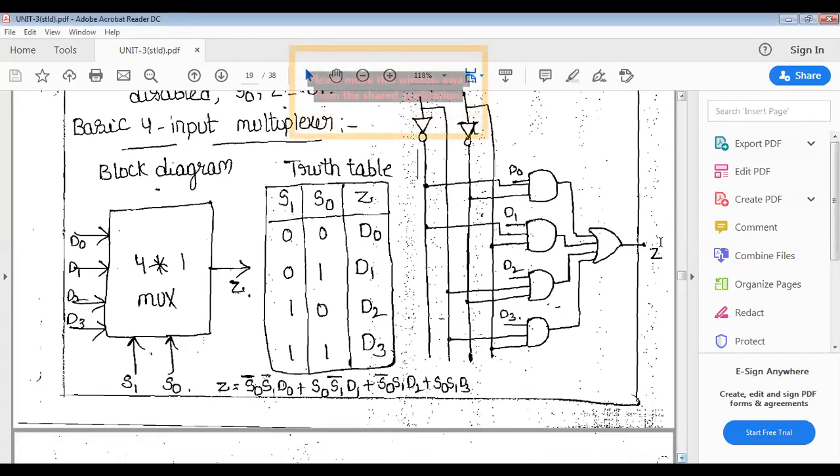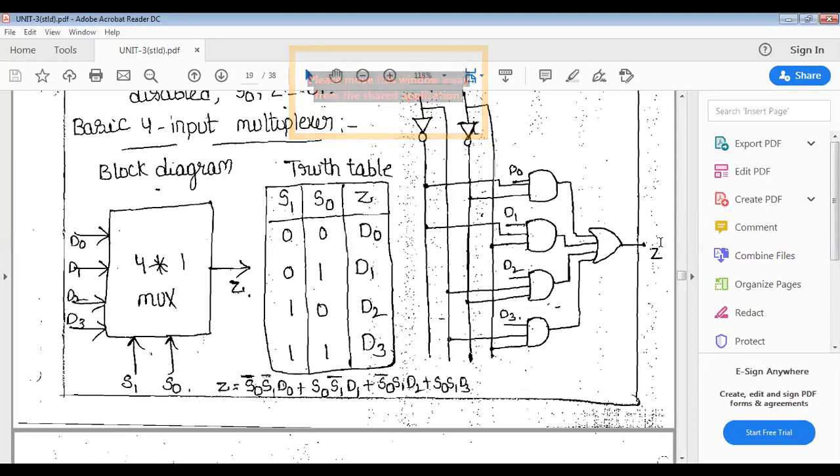The logical diagram we get from the Boolean function, the Boolean function we get from the truth table, and the truth table we get from the block diagram of the 4x1 multiplexer. So in the 4x1 multiplexer, you can select the data according to the selection lines. The data will be at input 0 0. We can ask one question also: why is it D0 when I am selecting 0 0 only?